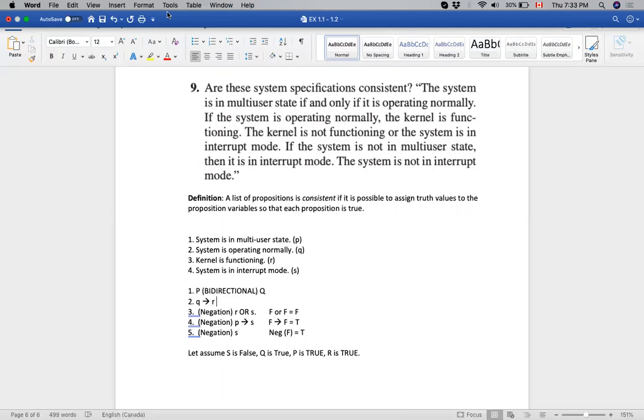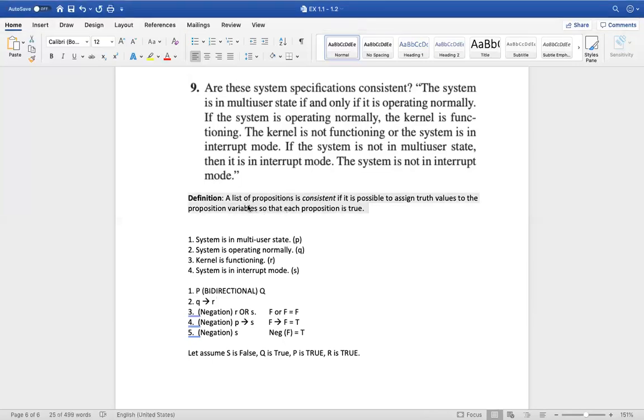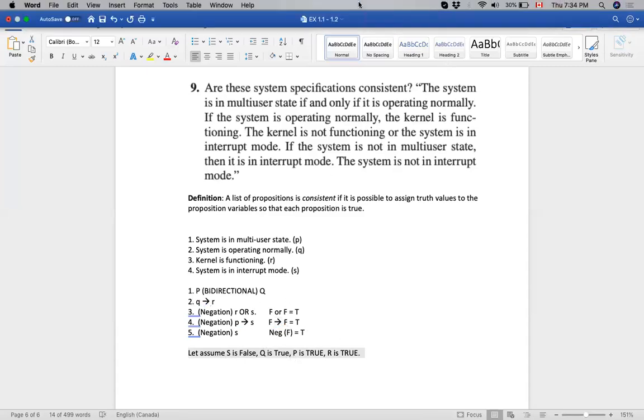If they have to be consistent, all of them should be true, right? They cannot have one false, like the assumption that we have taken. So they all have to be true for our conditions to be met. The definition says truth values to the proposition variables so that each proposition is true. So each must be true. If all of them had evaluated to true, then we would say that we have found values of these variables under which they all evaluate to true, and hence our system is consistent.